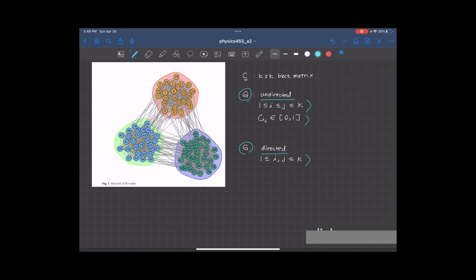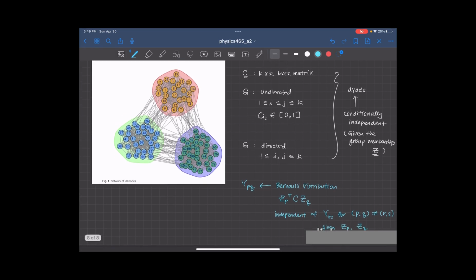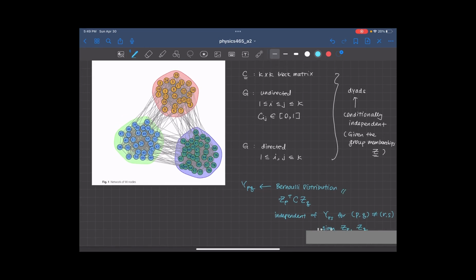Whether G is undirected or directed, the idea of the block matrix C means that the dyads are conditionally independent given the group memberships Z. In other words, Y_pq follows the Bernoulli distribution with success probability given by this equation, and this is independent of Y_rs for pq not equal to rs, given Z_p and Z_q. This implies the total number of edges between any two blocks i and j is a binomially distributed random variable with mean equal to the product of C_ij and the number of dyads available.